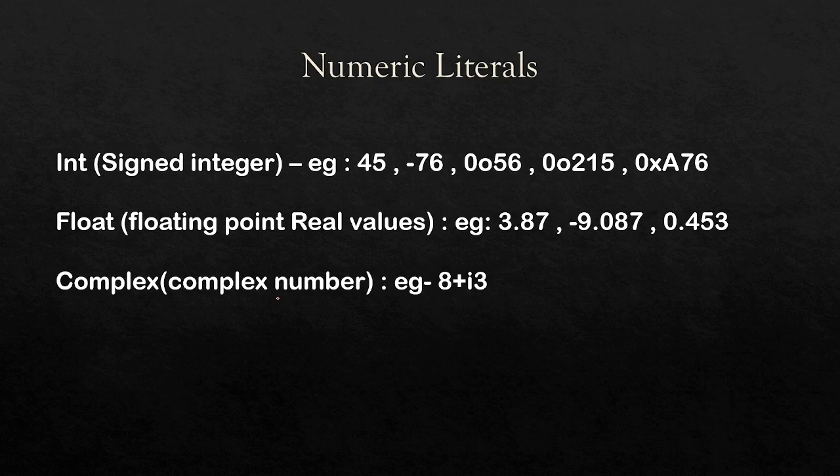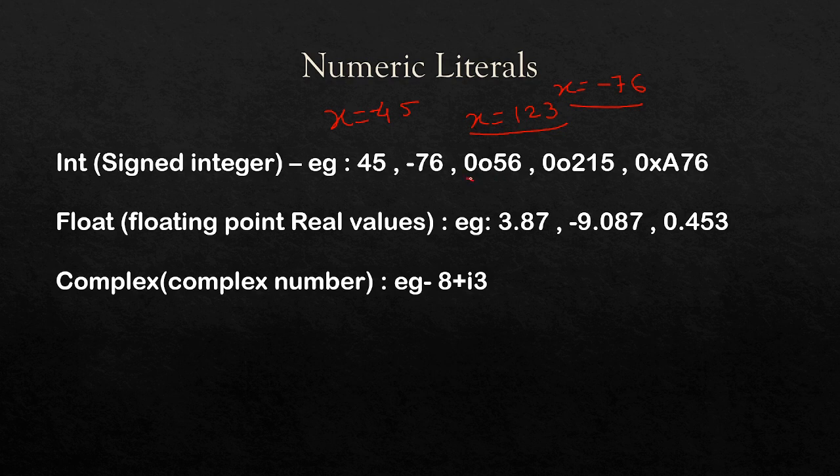Let's see what is this numeric literal, or how many kinds of numeric literals are there. Already I have showed you this: x equals to 45, or if I write x equals to 123, this is a numeric literal. Now if I write x equals to minus 45, or x equals to minus 76, this could also be a numeric literal.